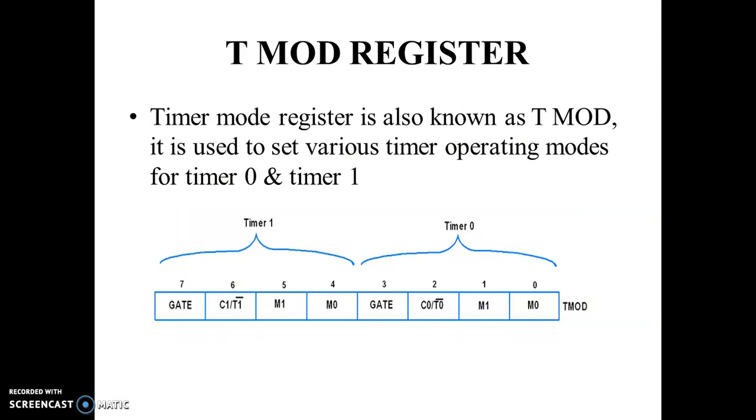So this is the timer mode register. The timer mode register is used to set various timer operating modes for timer 0 and timer 1. Here we see the register bit pattern of the timer mode register. In the 8-bit register, the first 4 bits, the most significant 4 bits, are for timer 1, and the last 4 bits are for timer 0. So if we program the first 4 bits, it is for timer 1, and if we program the last 4 bits, it is for timer 0.